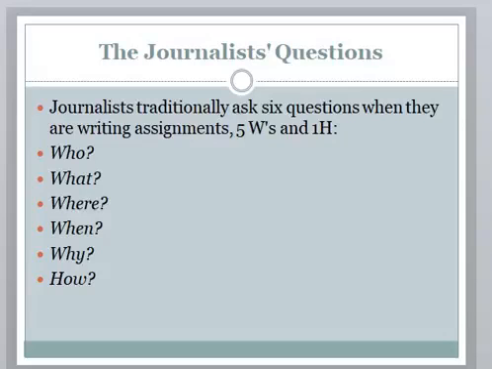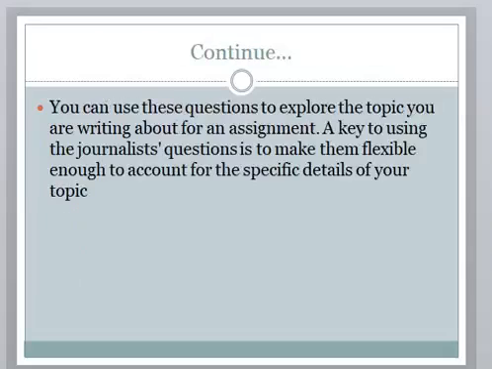Okay, then comes the journalist questions. Journalists traditionally ask 6 questions when they are writing assignments, 5 W's and an H. Who, what, where, when, why, and how. You can use these questions to explore the topic you are writing about for an assignment. A key to using the journalist questions is to make them flexible enough to account for the specific detail of your topic.